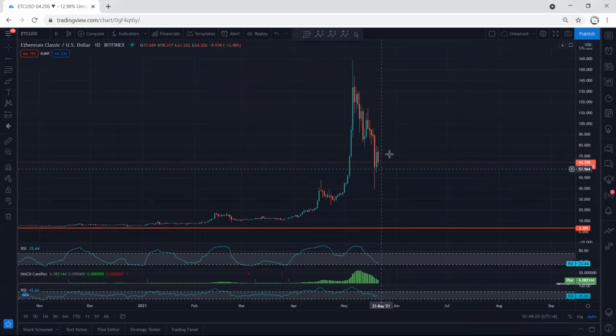In this case, if we move to the daily chart, we want to see what we have in the daily chart. Nothing, as what we expected. We mentioned we can expect the price to consolidate for a longer time.